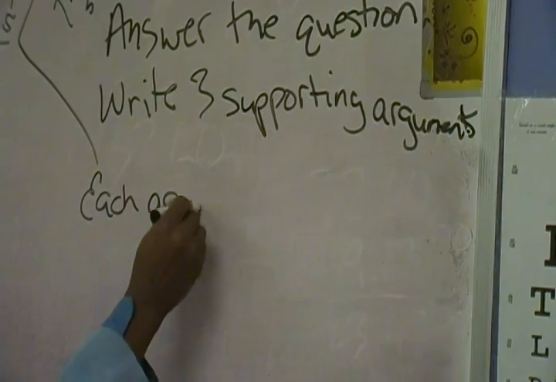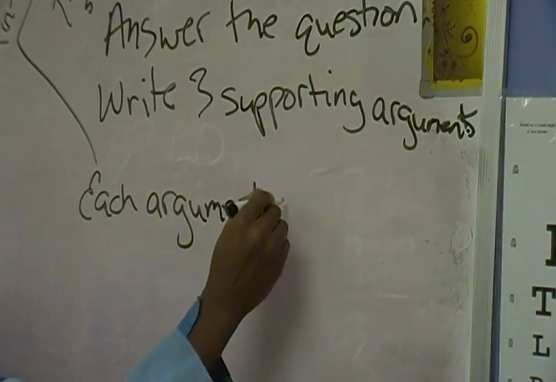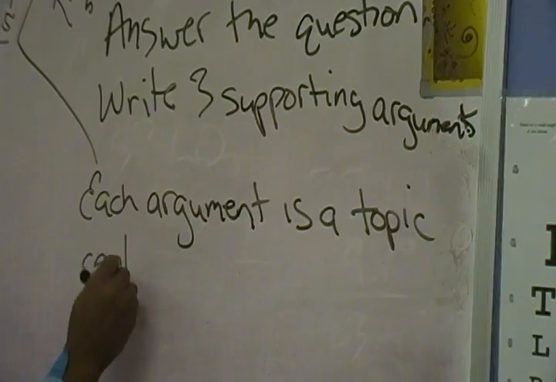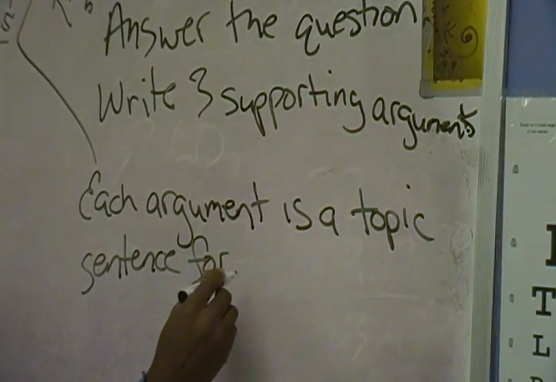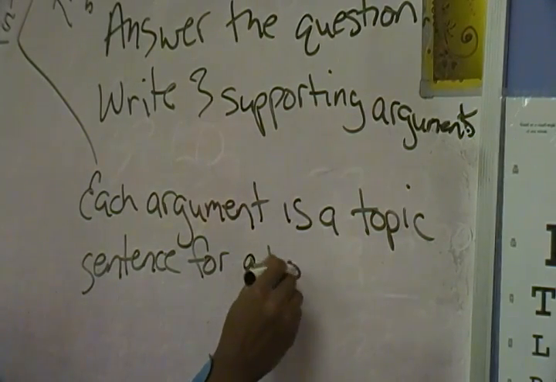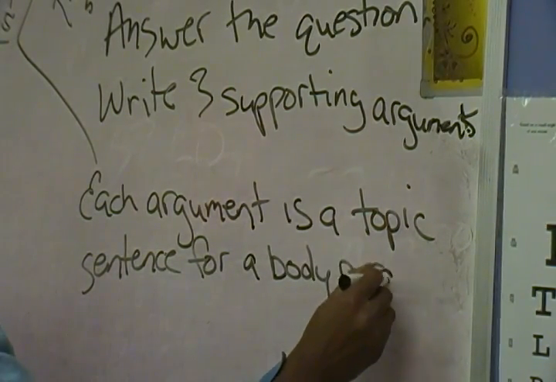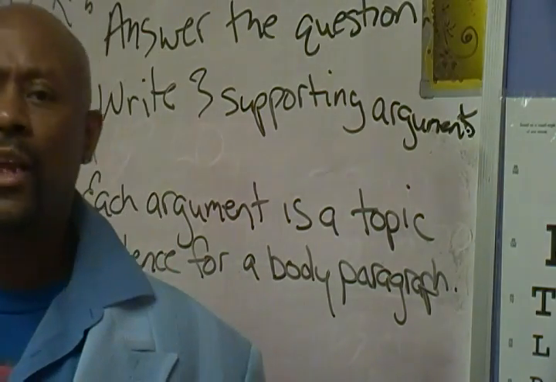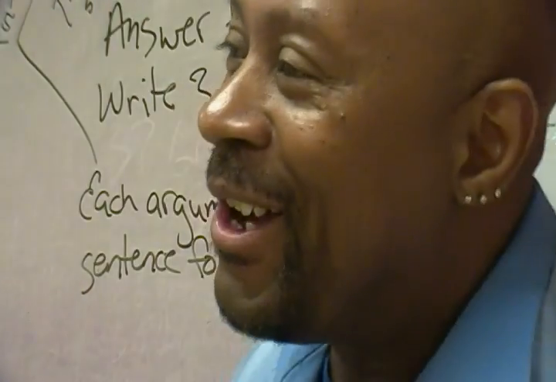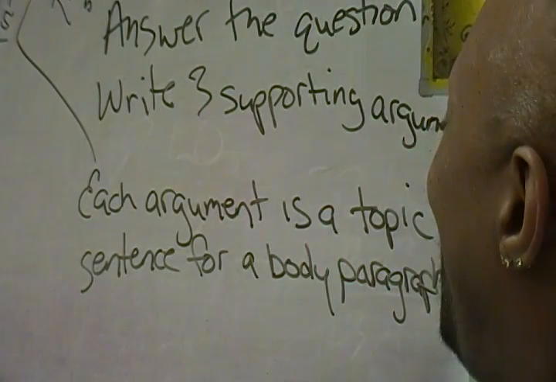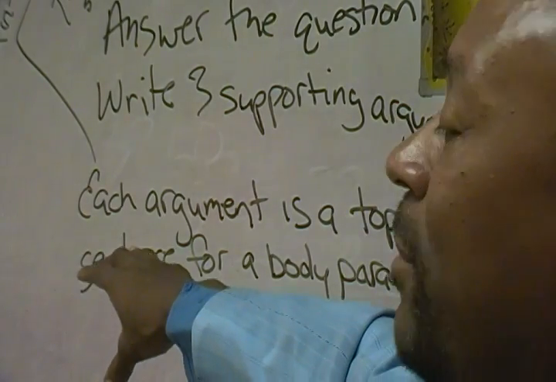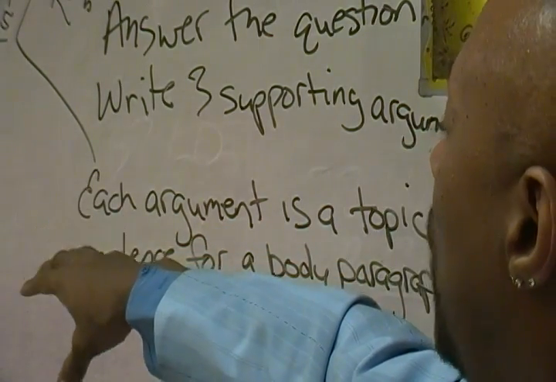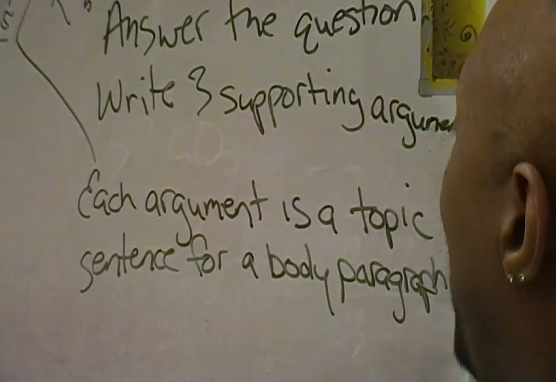Each argument is a topic sentence for a body paragraph. All right, do you see me? No, we good. Thank you. We good. We're gonna flow with it. All right, I appreciate the help and the love. All right, so I'm gonna show you this in a second. How each one of these sentences that I've written, I'm gonna turn that into a body paragraph. All right.